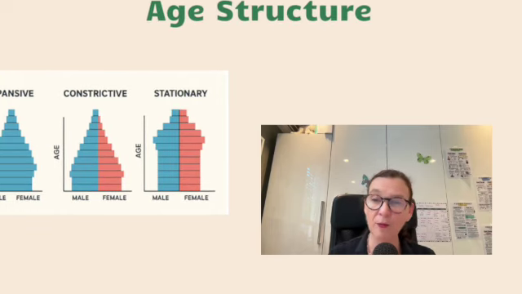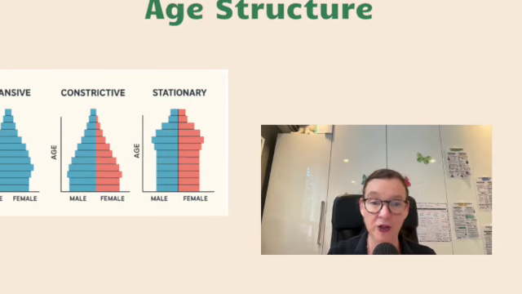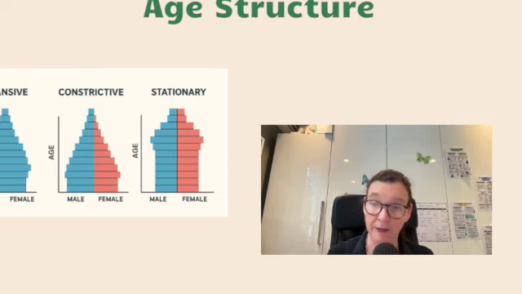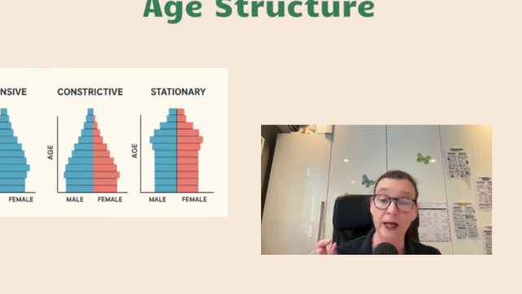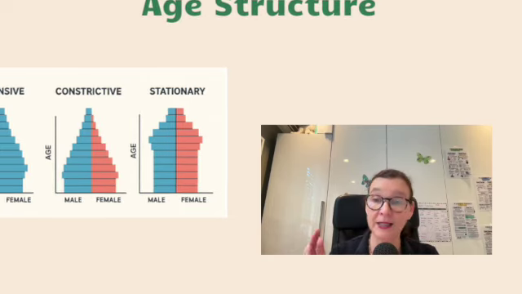Stationary pyramids are more rectangular, showing roughly equal numbers across most of the age groups, and this indicates stable birth and death rates and a balanced population. Here's a tip. Remember, the shape of the pyramid tells the story of a country's population trend. A wide base means growth, a narrow base means decline, and a rectangular shape means stability.